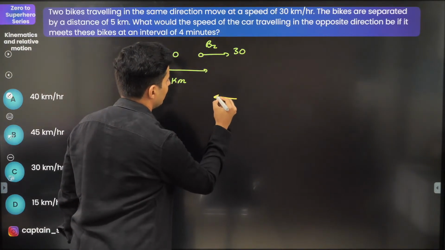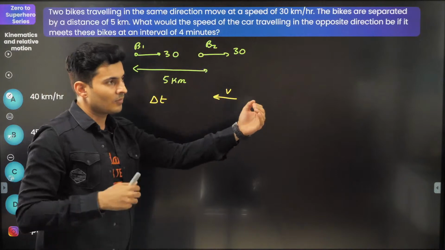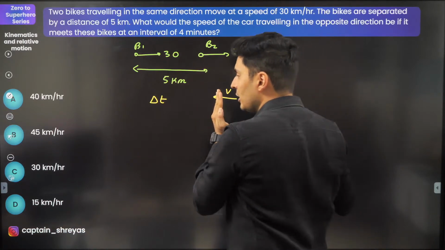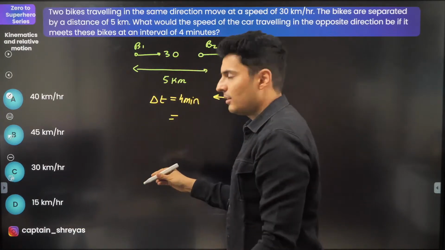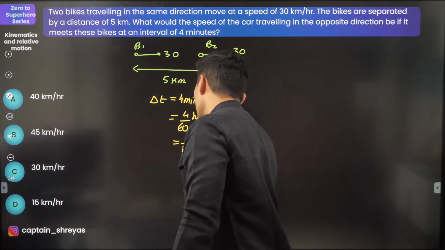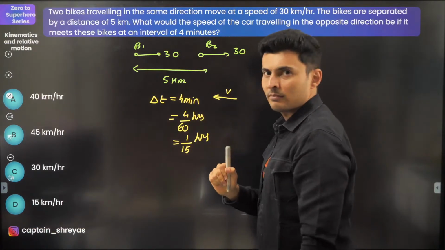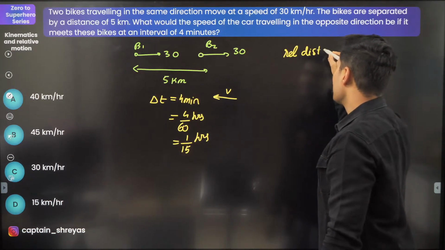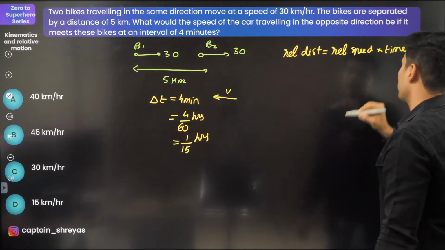There is a car which is coming in the opposite direction with speed v, and the time interval between these two bikes. So imagine you're going this way, bikes are coming this way. You cross the first bike till you meet the second bike. The time interval is basically 4 minutes, but everything is in hours, so it is 4 by 60 hours, which is basically 1 by 15 hours. So the question is, what's the speed of the car? Now, we all know that if you have relative distance, that is nothing but your relative speed multiplied by the time that you take to cross it.